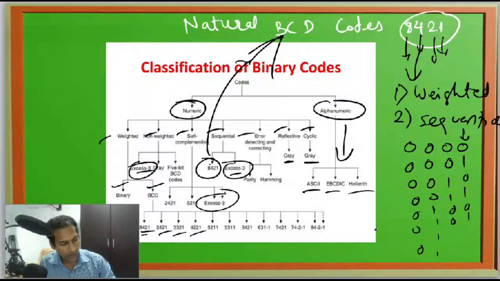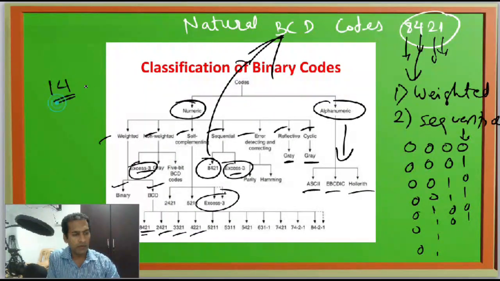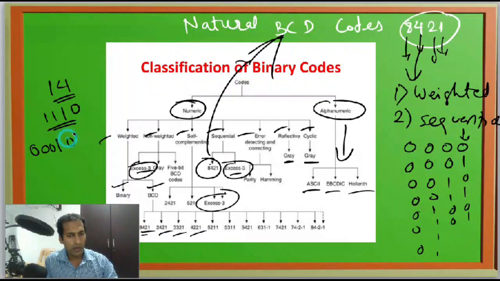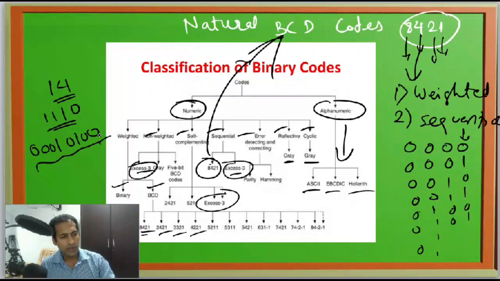But it is less efficient than the pure binary in the sense that it requires more bits. For example, the decimal number 14 can be represented as 1110 in pure binary, but in 8421 we represent it as 0001 0100. So that is a kind of drawback, we can say.